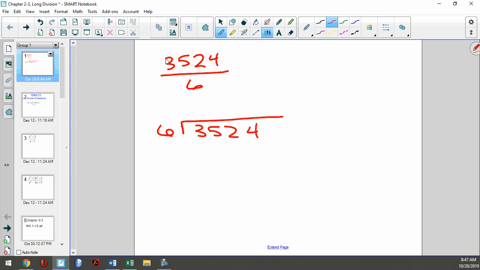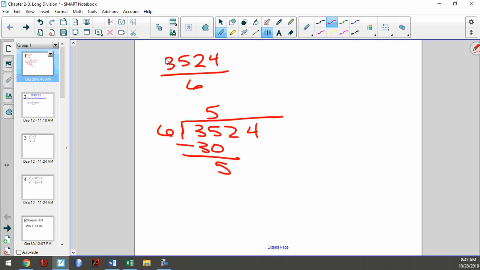Okay. Then you ask yourself, does 6 go into 3? No. So does 6 go into 35? How many times does 6 go into 35? 5 times. Very good. So I multiply the diagonal. 6 times 5 is 30. And then what do I do now? We subtract. So 35 take away 30 is 5.